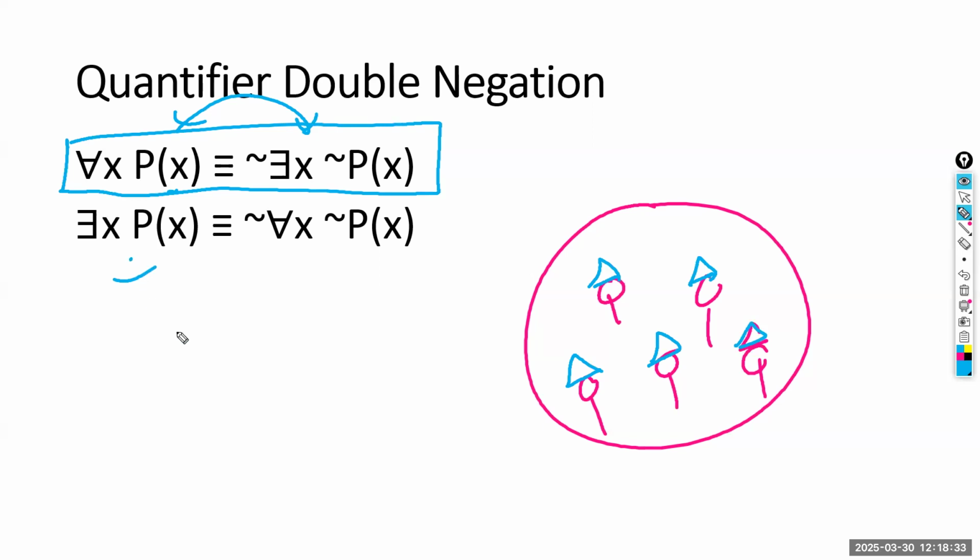So it is equivalent to say that not everyone is not P(x).